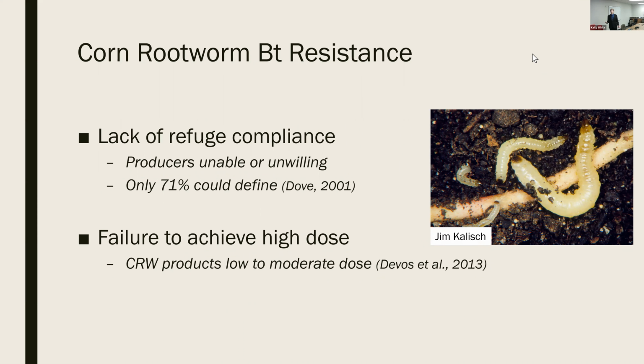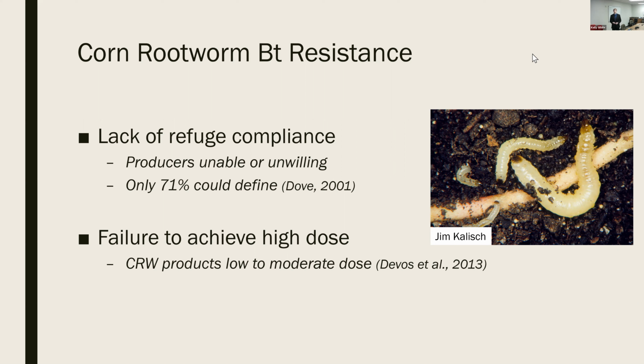And one primary concern with BT resistance in the Midwest and the Corn Belt has been resistance by corn rootworm to BT. This is due to a number of factors. One of these is a lack of refuge compliance, in addition to that problem of the refuge management plans being designed to work with European corn borer rather than corn rootworm.